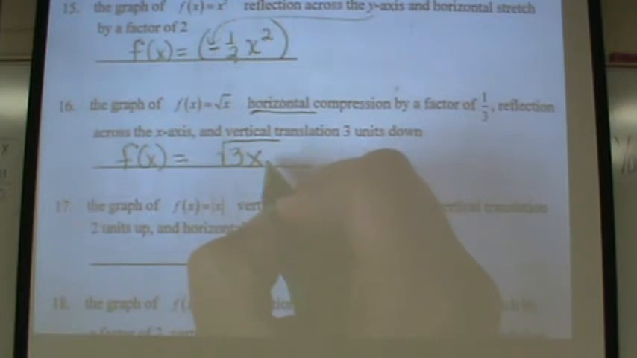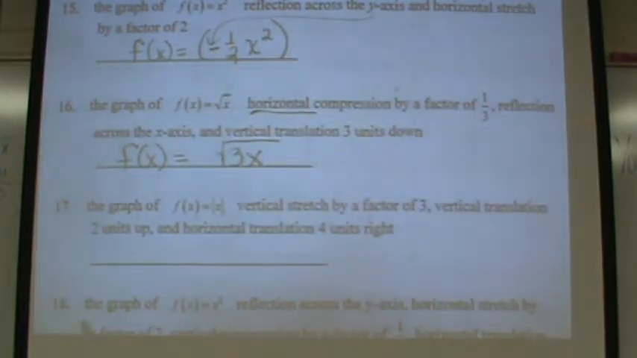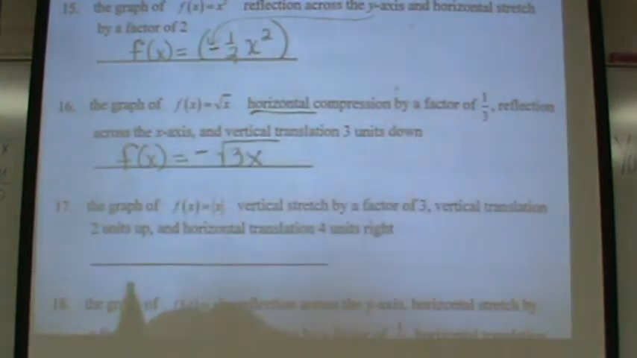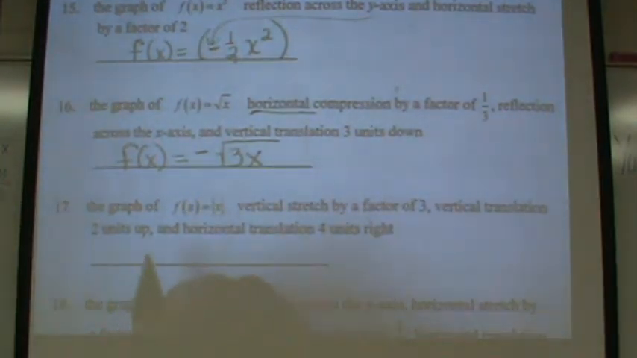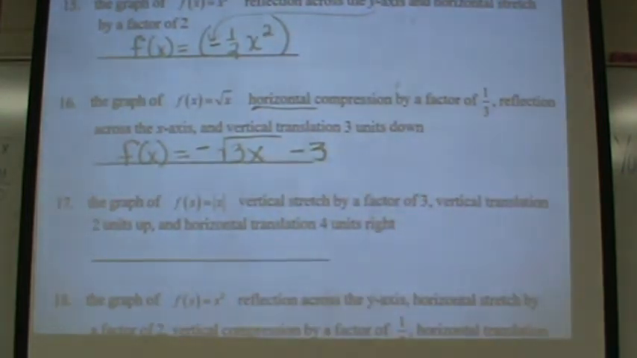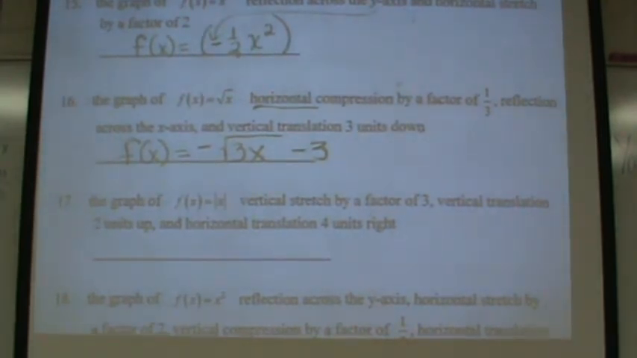We want to reflect it over the x-axis, so there's a negative on the outside, just a negative. And we want to vertically translate it 3 down, so -3 on the outside, just like that. What'd you put? You don't need any parentheses.